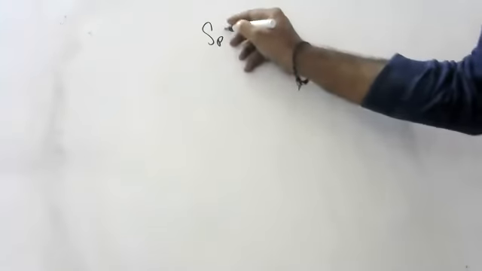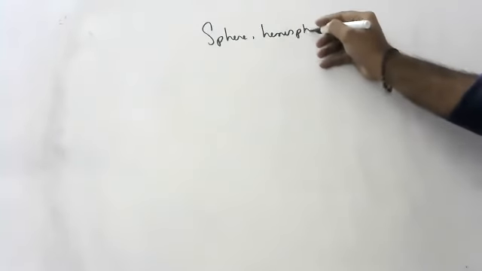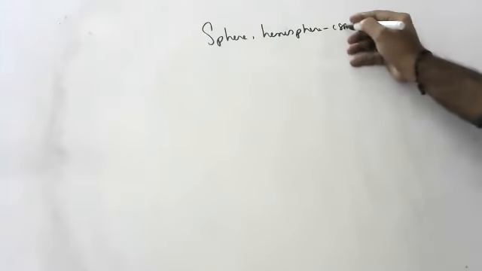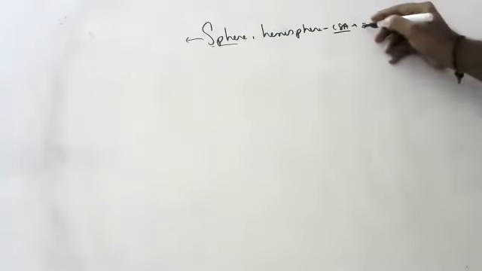Okay, children. So today we will discuss spheres and hemispheres. Yesterday also we were discussing the same topic. So spheres, hemispheres, CSA. What is the formula? Anyone?